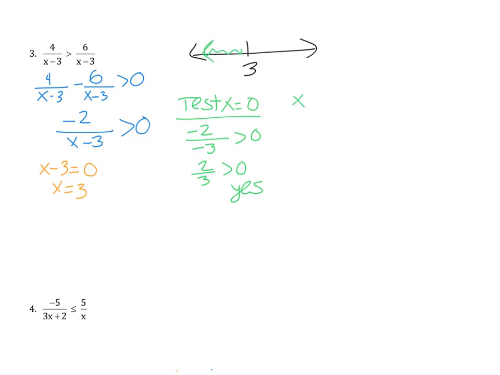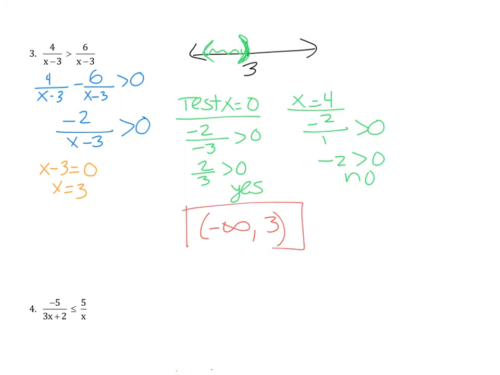I'm also going to test x equals 4. If I plug that in, I get negative 2 over 1, which is negative 2, not greater than 0. So I don't shade to the right. Now, 3 makes my denominator 0, so it should automatically get a parenthesis, not a bracket. And when I write my answer, reading left to right, I would be at negative infinity to 3 with parentheses.